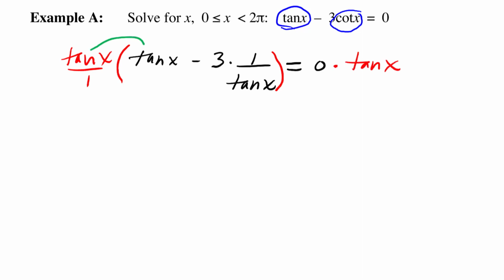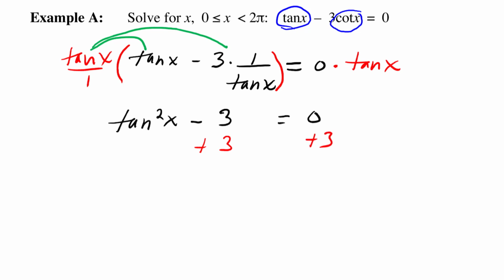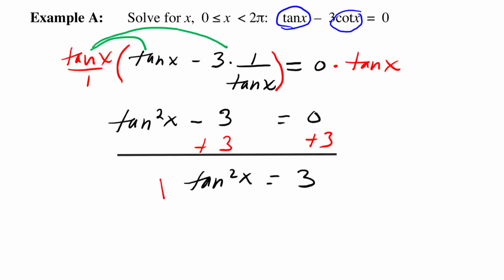On the left, we're going to distribute tangent x to each term. Tangent x times tangent x is tangent squared x. And tangent x times the next term, we get just 3. Tangent squared x minus 3 equals 0. Add 3 to each side. Tangent squared x equals 3. And then we take the square root of each side. So tangent x equals square root of 3. But don't forget the plus or minus.